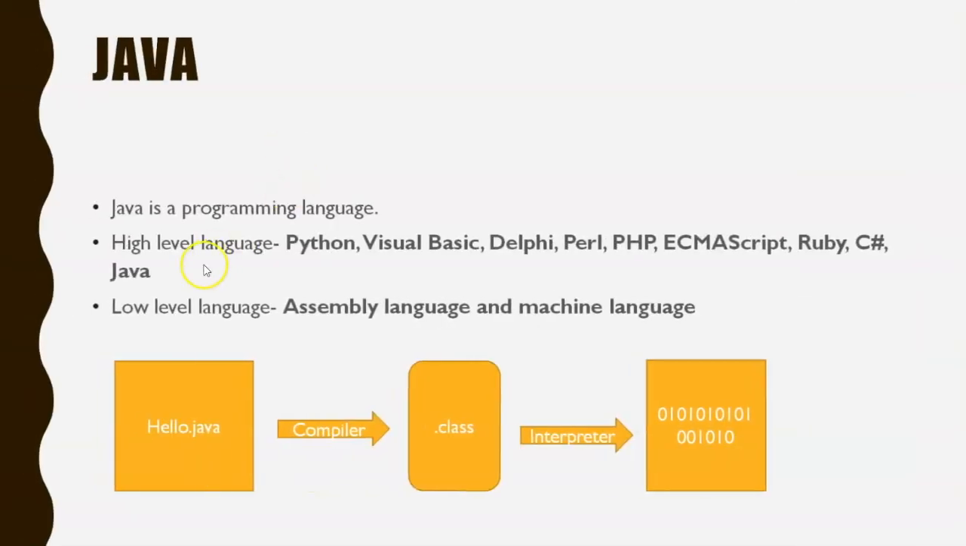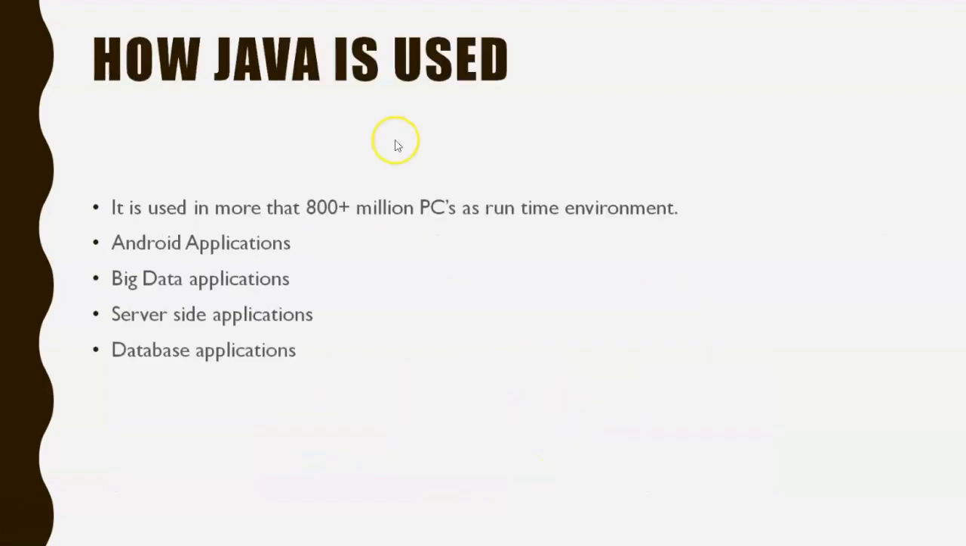Okay, so that's why Java is a high level language that a developer can understand, but the system cannot. To convert that, we need to use compilers and interpreters. We will see in depth what compilers and interpreters are shortly. And where is Java used? Java is used in 800 plus million machines and computer systems, even in Android applications, big data, server side applications, and database applications. In most of the projects, we will be using Java.